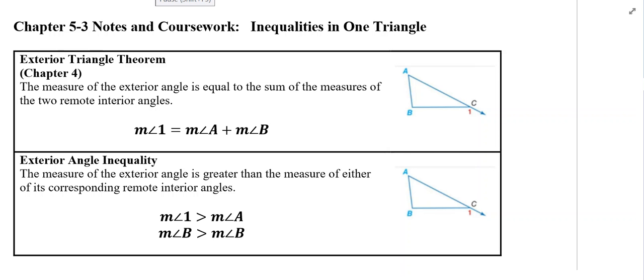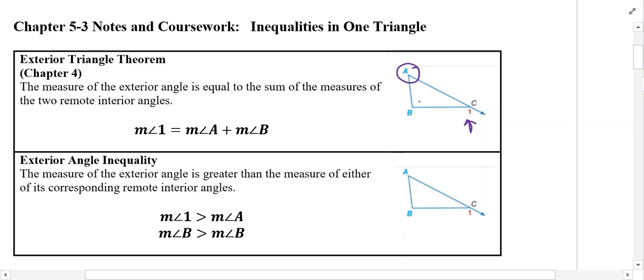Chapter 5.3, Inequalities in one triangle. In a triangle, we're going to look at the exterior angle here, which is angle number 1. It's exterior because it's outside of triangle ABC. And our theorem states that the measure of angle 1 is the sum of the measures of angle A and B. So in other words, let's say that we have this picture here.